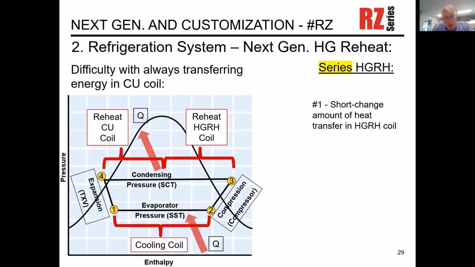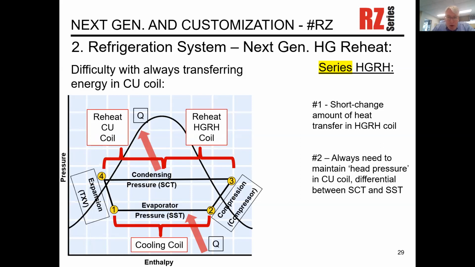So depicting the two coils in series, first your hot gas goes to your reheat coil, and then second, it must travel to your condensing coil. So once again, you can see that your hot gas reheat coil has been shortchanged on the amount of heat that is available for reheating.